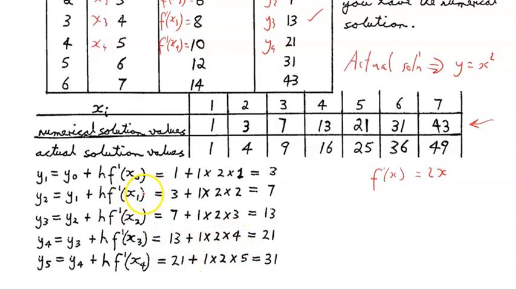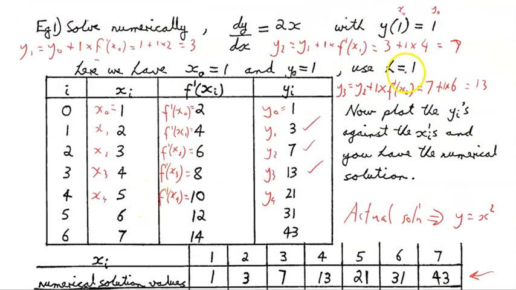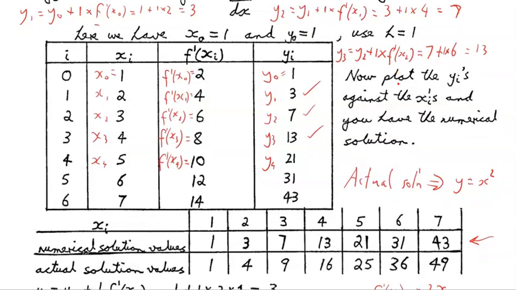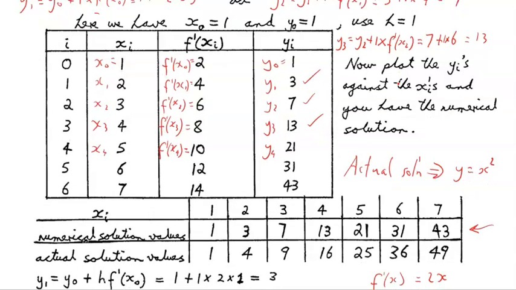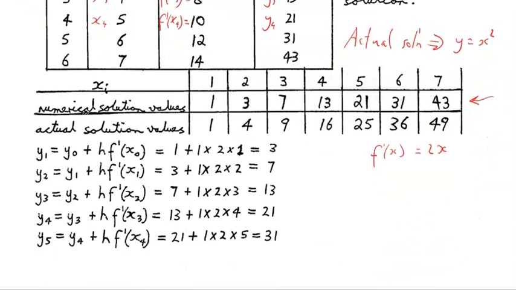And I suggest you try this problem here, but instead of using a step length of 1, try using a half, or go a bit further. Try, say, 0.2. It'll take longer to generate the points, but you should start to see that you get closer. It might be a worthwhile exercise. Just extend this question by doing that.